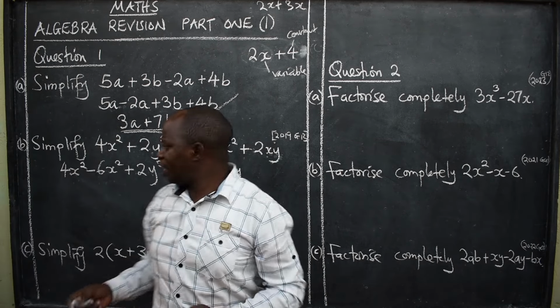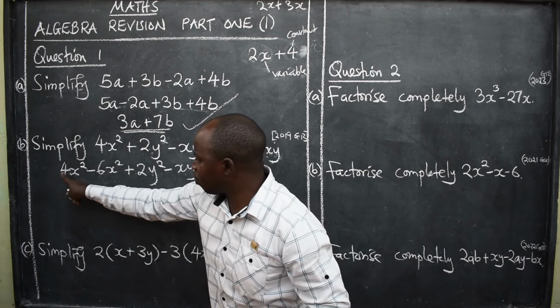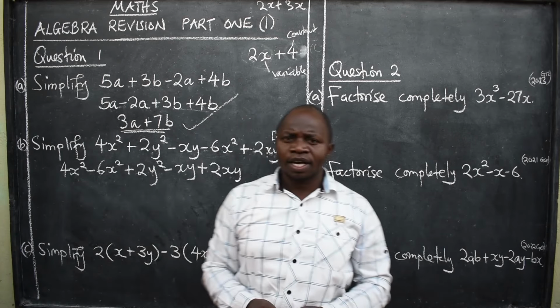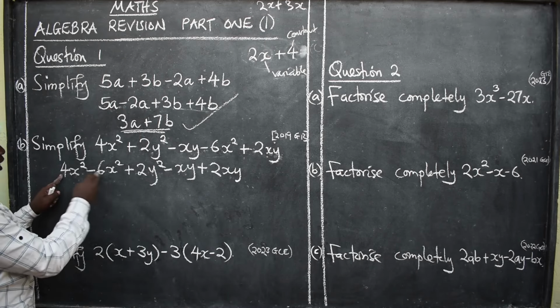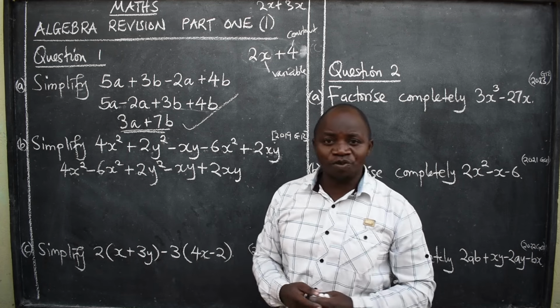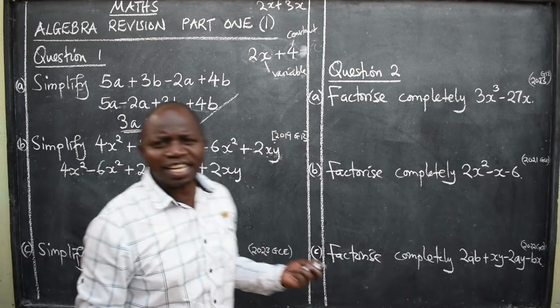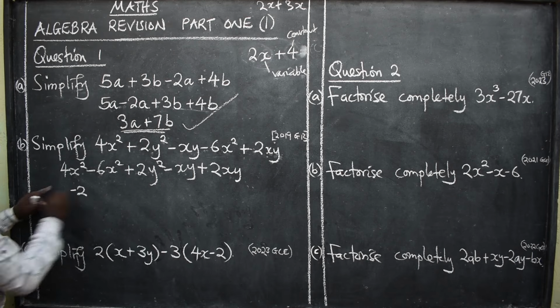Okay? So here we have x squared, x squared. Therefore I can subtract. What is 4 minus 6? This one calls for integers now. 4 minus 6 is negative what? 4 minus 6 is negative 2. So you are going to write negative 2 just like that. You see that? So this will give us negative 2.